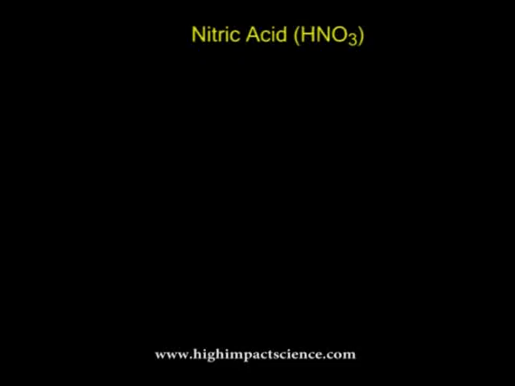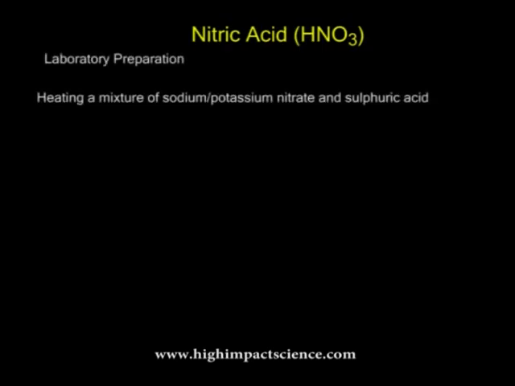Next, nitric acid. Nitric acid is one of the common mineral acids. It is extremely corrosive and will attack almost all metals, rubber and cork. All apparatus used in its preparation and storage must be made of glass. In the laboratory, nitric acid is prepared by heating a mixture of equal parts of sodium or potassium nitrate and concentrated sulfuric acid.